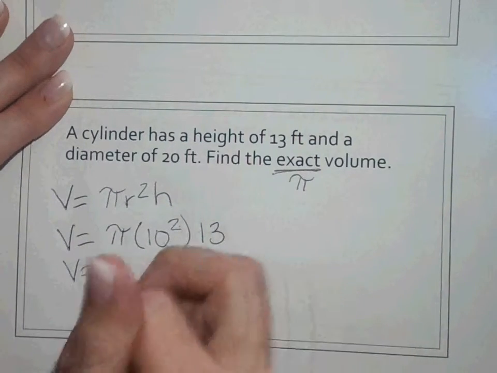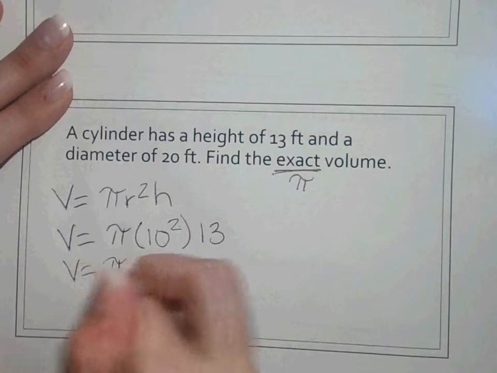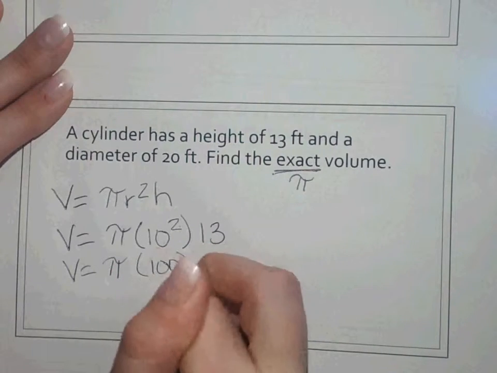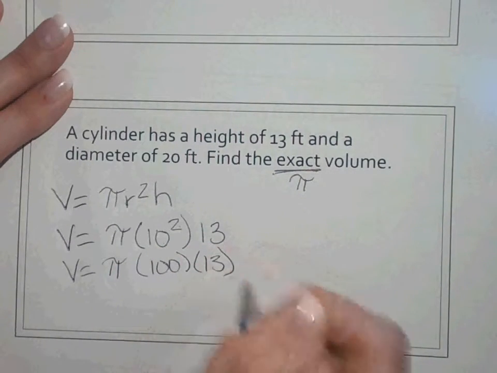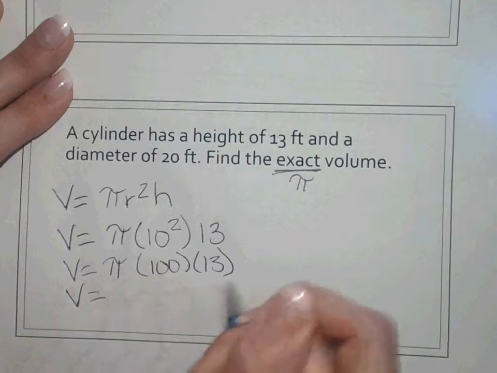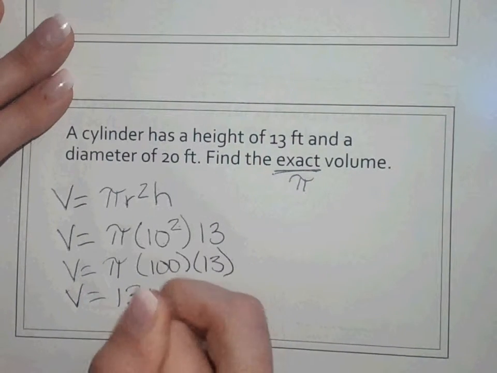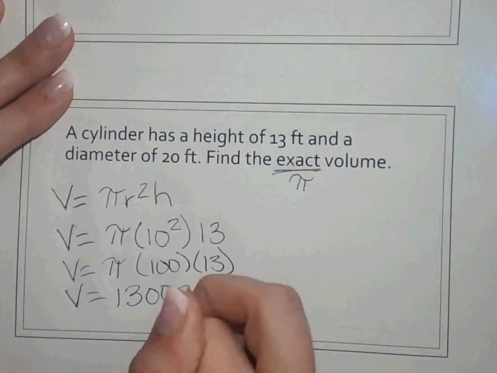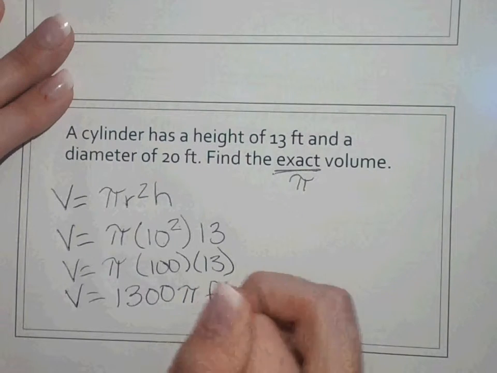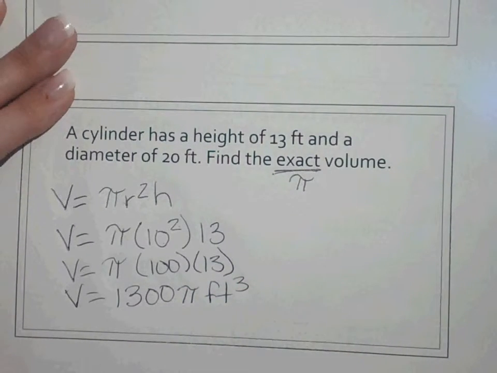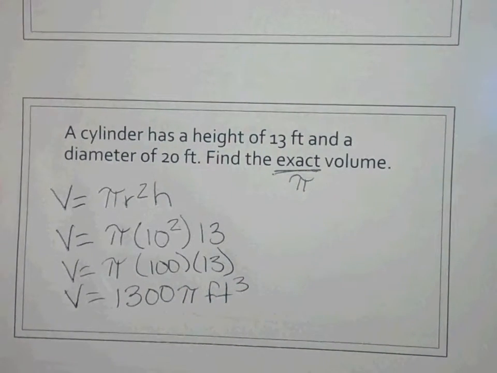So 10 squared is 100 times 13. So V equals 1,300 pi, and remember those feet cubed. And that's it.